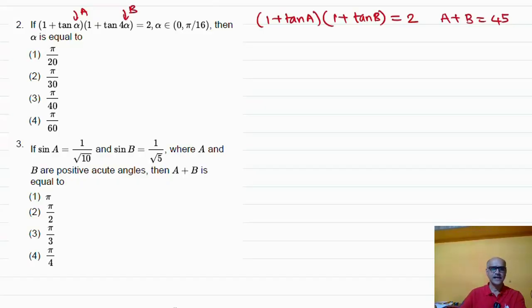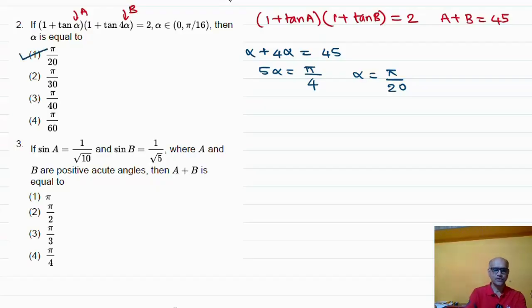If (1 plus tan A) into (1 plus tan B) is equal to 2, then A plus B is 45. So here alpha plus 4 alpha is equal to 45, or pi by 4. If I add, I will have 5 alpha is equal to pi by 4, since 45 degrees in radians is pi by 4. Divide by 5, and you'll get alpha is equal to pi by 20. So the answer is pi by 20, that is option 1. Clear? In just 2 steps you are able to solve.